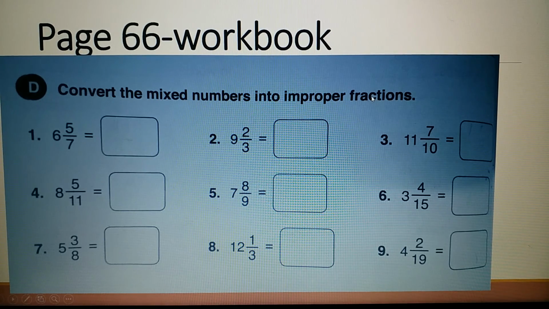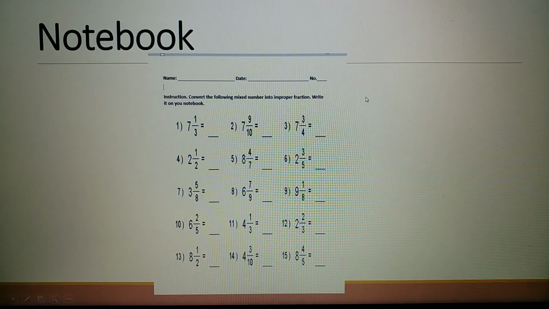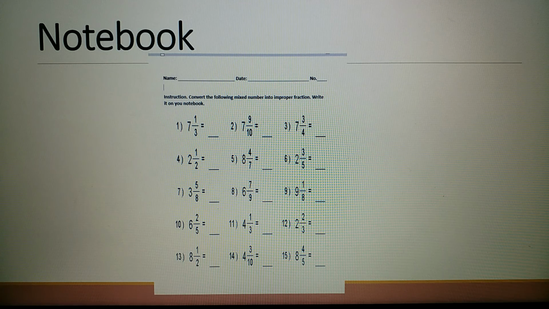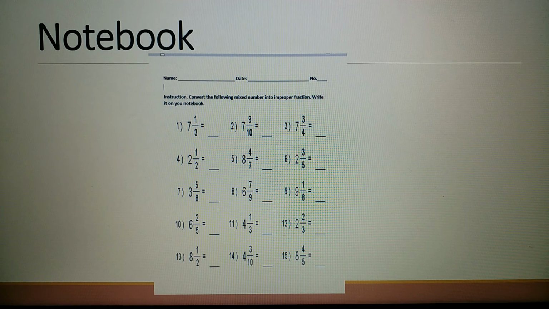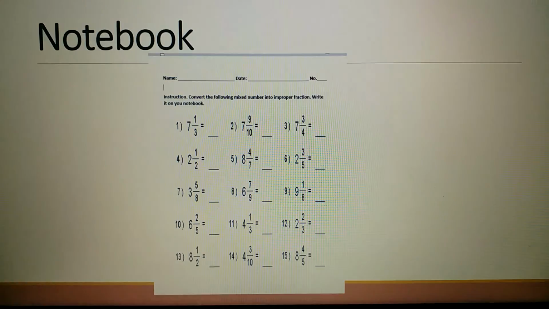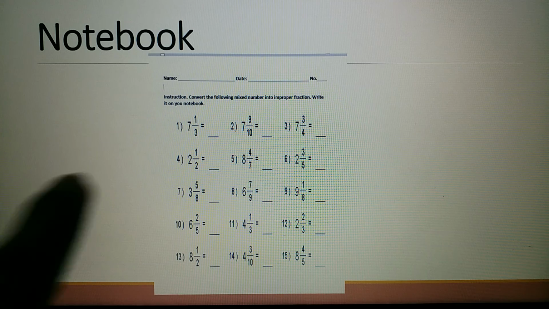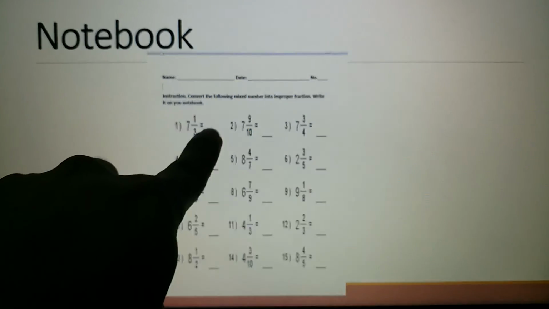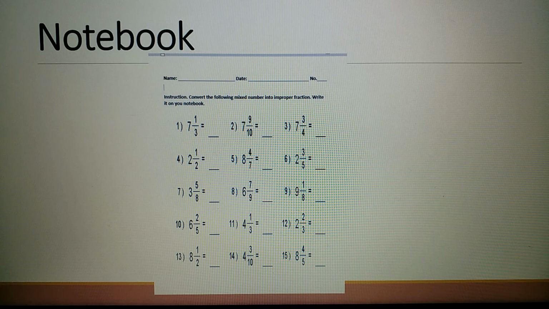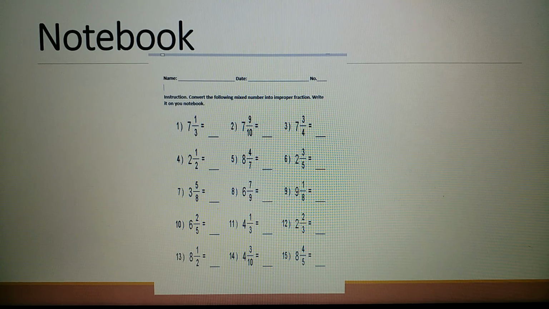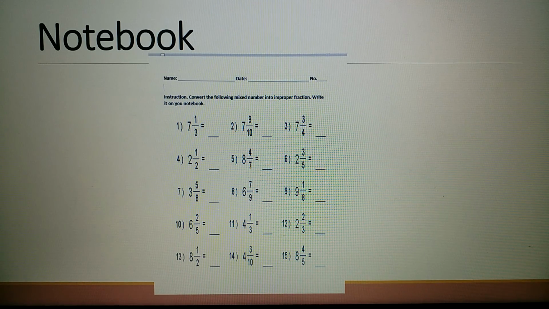After that one, your next activity is to answer this one in your notebook. So you got 2 activities today. First is your workbook, and then second is your worksheet. Okay, this worksheet, you are going to write it on your notebook. Write first the fractions and then your answers on your notebook. Okay? The same, convert the following mixed numbers into improper fractions. And don't forget to write your name and the date today.